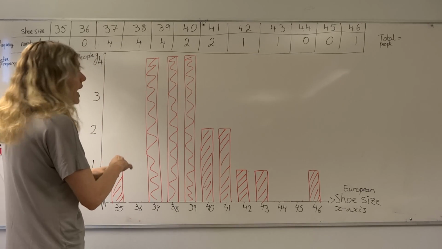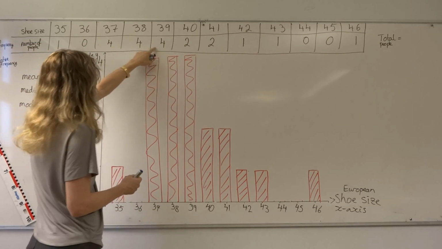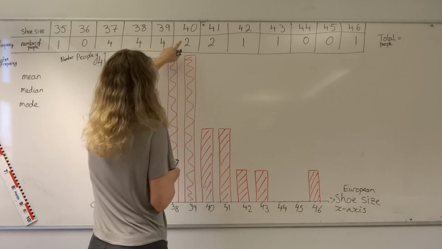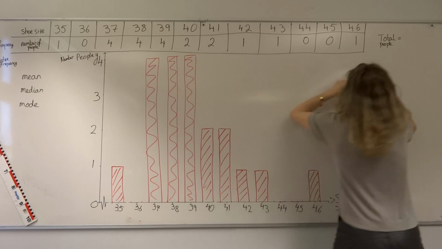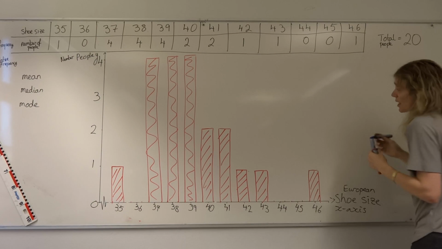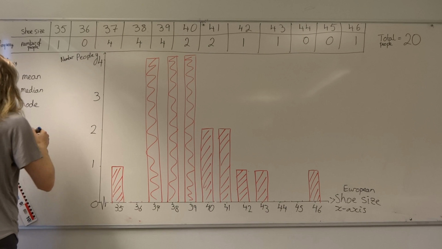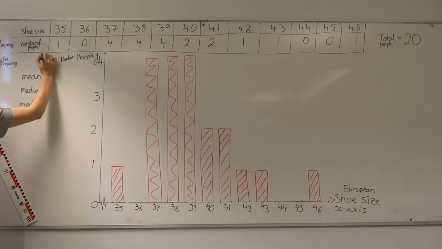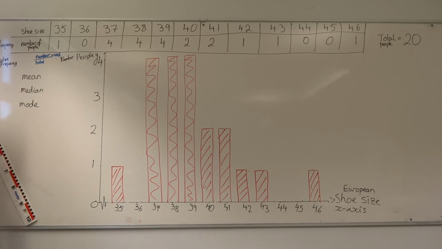Well, what we'd have worked out was we'd have added up all the number of people here. 4 and 4 and 4, 4, 8, 12, 14, 16, 17, 18, 19, 20. There are 20 people that we asked about their shoe sizes. The relative frequency you would get by dividing the number of people that had that shoe size by the total, and multiplying by 100 to turn it into a percent.